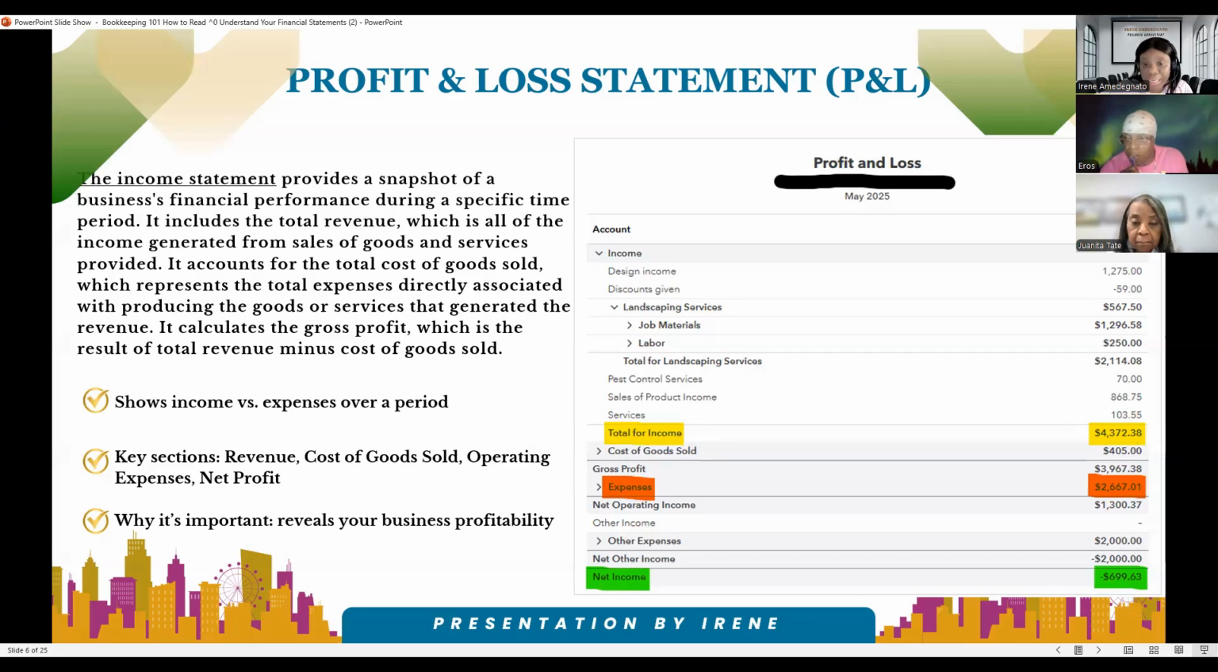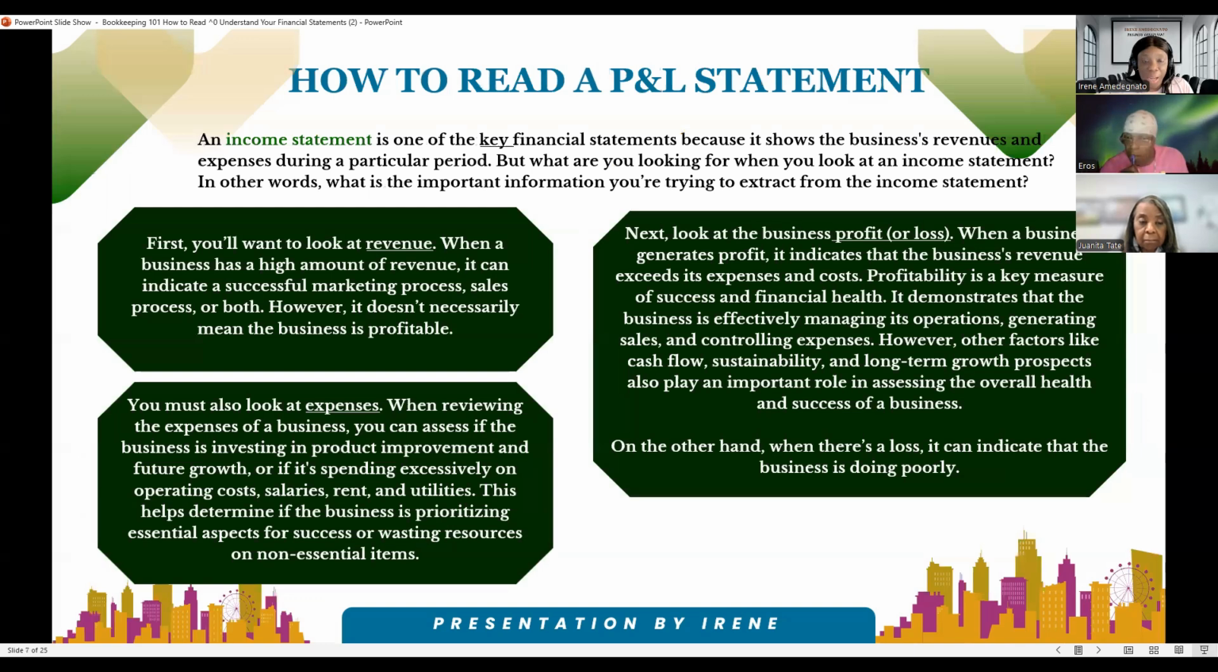It can be loss or it can be a profit. If it's negative, it's a loss. If it's positive, it's profit. Now, let's say you get this number. How can you read this P&L statement, profit and loss statement?